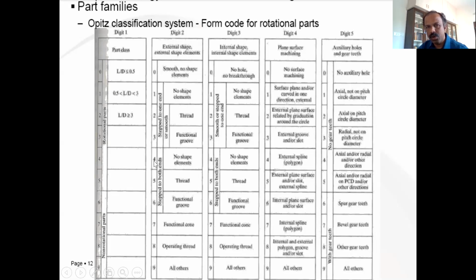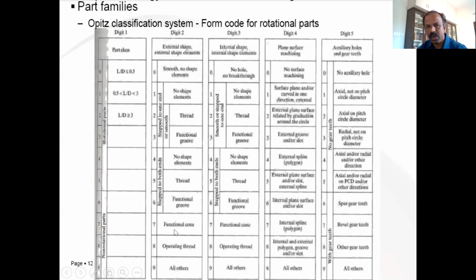Now in digit 2, code 4 is no shape element. That means the shafts are a smaller shaft, nothing is there, then a larger shaft, nothing is there, then a smaller shaft, nothing is there. Then 5 is on both sides of the larger shaft: if threads are present, it is number 5, and if grooves are present, it is number 6.